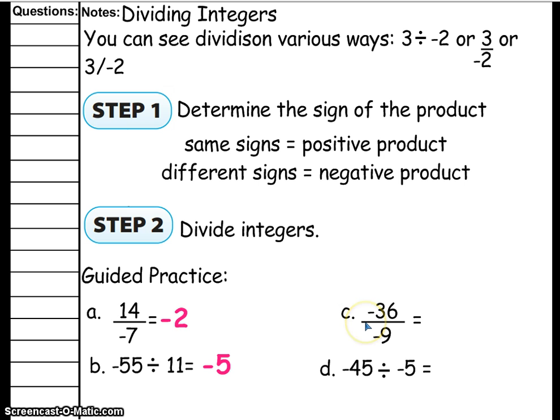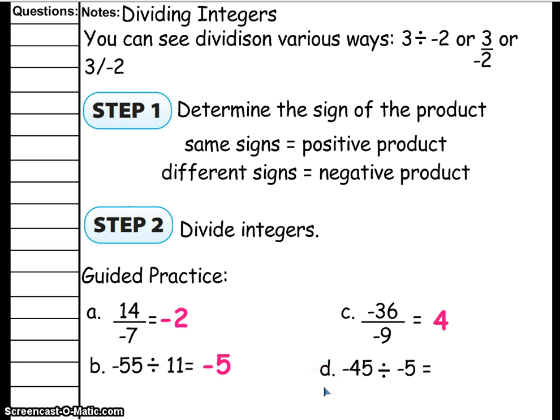Problem C, -36 divided by -9. Both of my factors are negative. They're the same sign, so my answer is going to be positive. -36 divided by -9 will be a positive product, and 36 divided by 9 is 4. So my answer is +4.